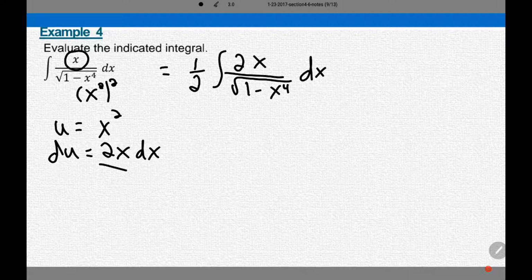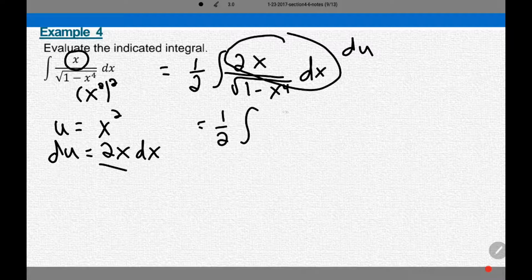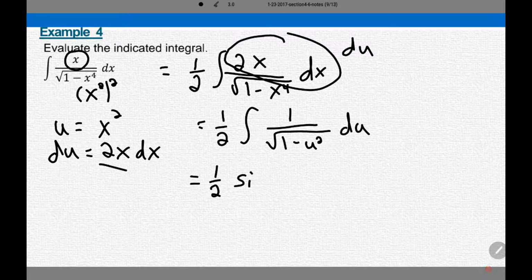So here we've got this, and again, this top part is now du, and I can do my substitution and change this to 1/2 the integral of 1 over the square root of 1 minus u squared du, which we have a formula for. Our antiderivative of that is just going to be this inverse sine. So I got 1/2 the inverse sine of u plus c.